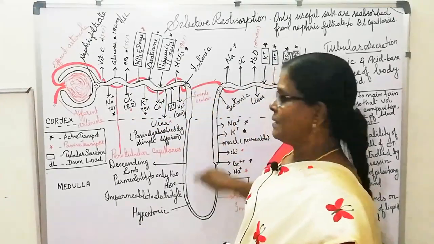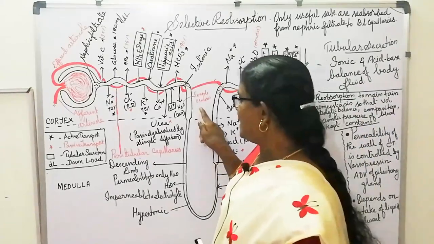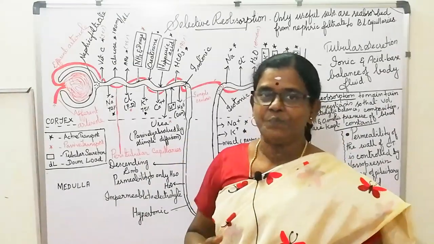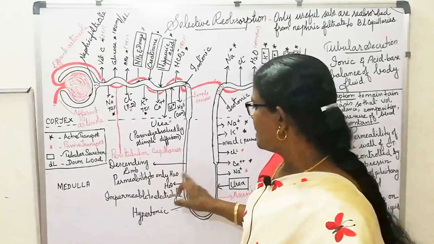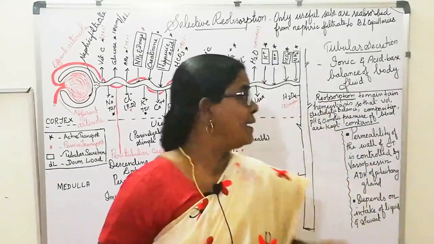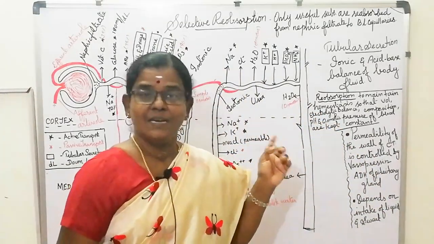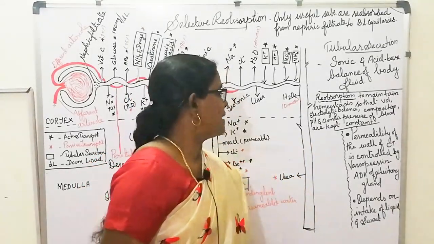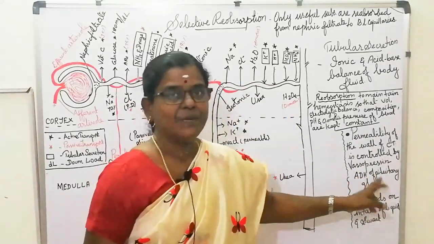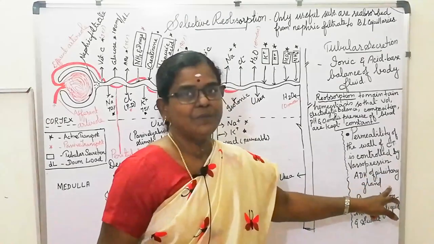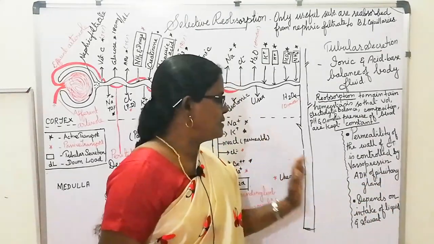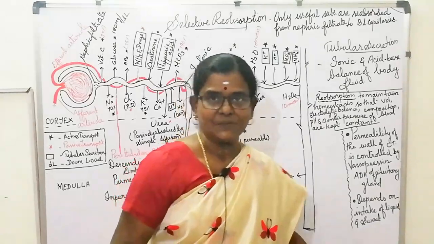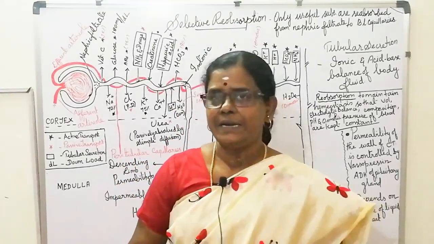Then it passes through the descending limbs of the Henle loops. These descending limbs are impermeable to electrolytes and only permeable to water. Here 5% of water is reabsorbed, and in the collecting tubule, 95% of water is reabsorbed. In the collecting tubule, reabsorption through the wall is controlled by vasopressin, the antidiuretic hormone secreted by the pituitary gland. The urine collected depends on the intake of liquid and sweat, and also on temperature.